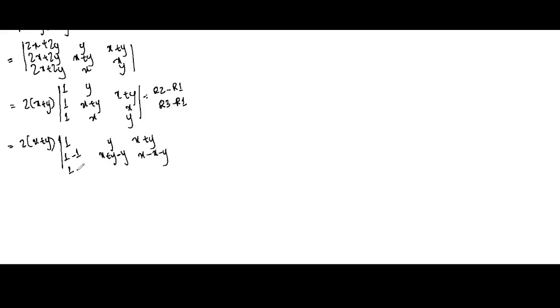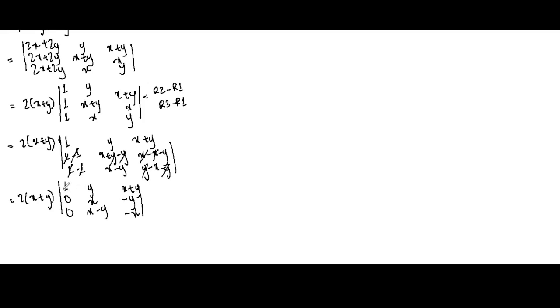Then again we have 1 minus 1. Then we have x minus y. And then we have y minus x minus y. So what is cancelled? 1 minus 1, 1 minus 1. Then we have x minus x and y minus y. So 2 into x plus y into, now this is 1, 0, 0. Then we have y. Okay, these two are also cancelled. x and x minus y. Then we have x plus y minus y and minus x.